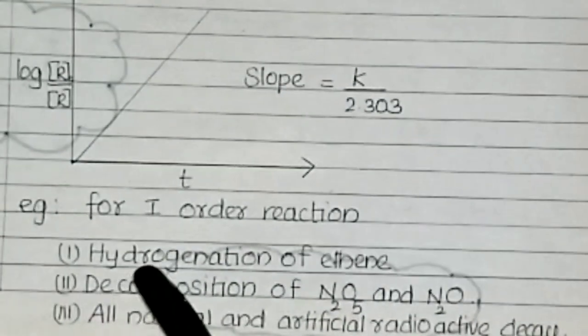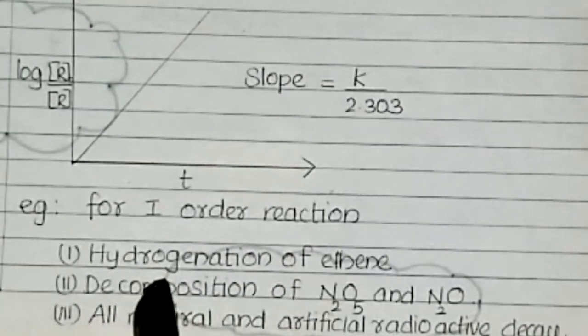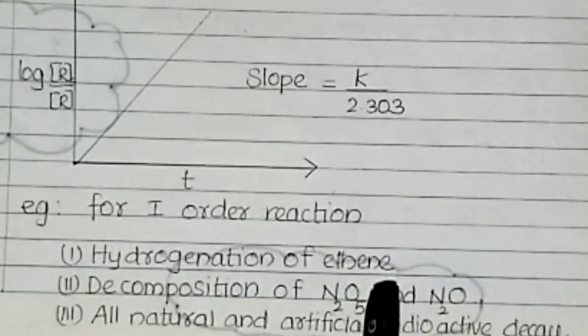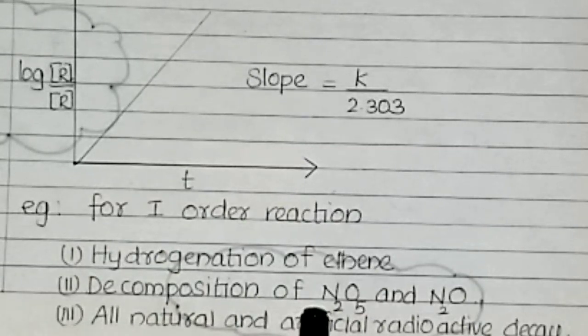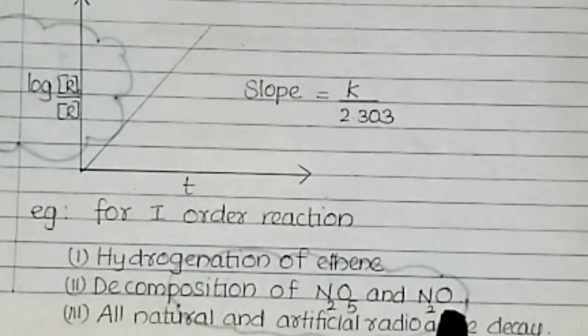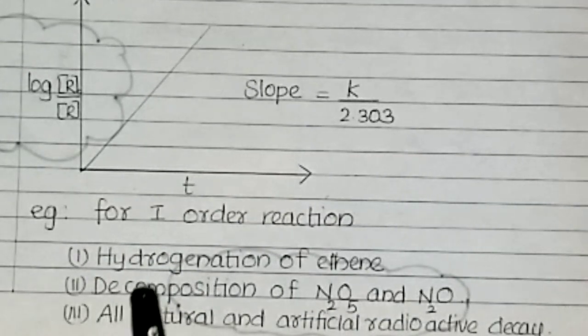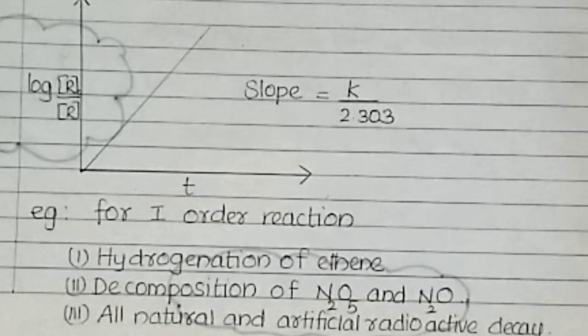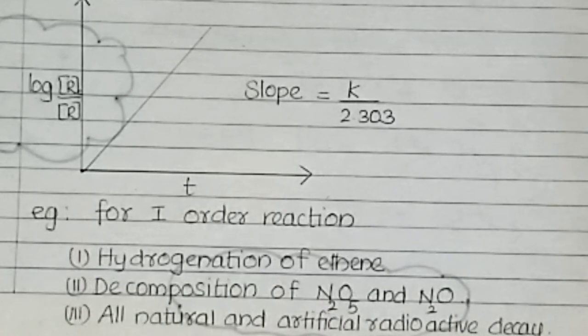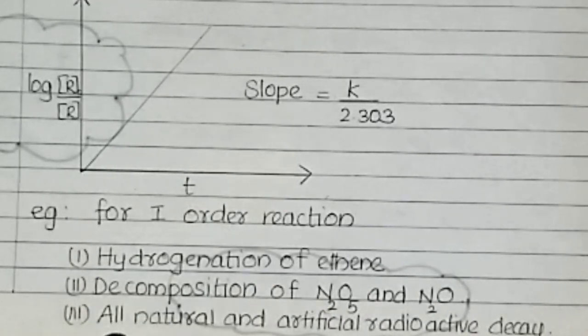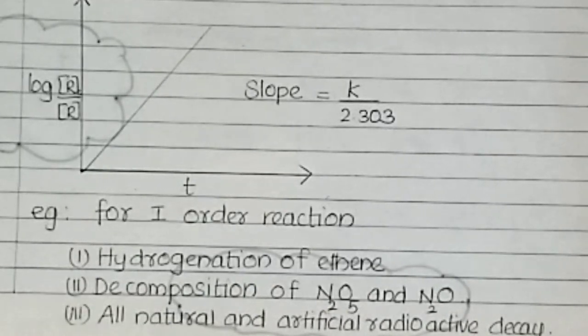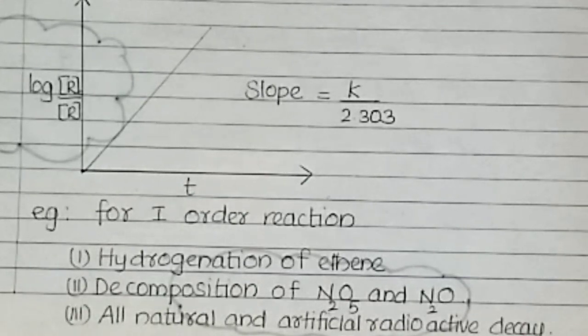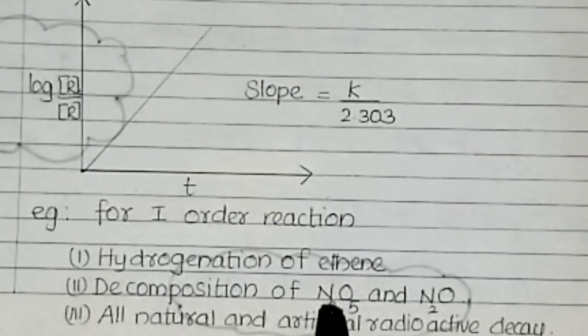Examples of first order reactions: hydrogenation of ethene is an example of a first order reaction. Then decomposition of N2O5 and N2O are examples of first order reactions. All natural and artificial radioactive decay is an example of a first order reaction. Remember, all natural and artificial radioactive disintegration is an example of a first order reaction.